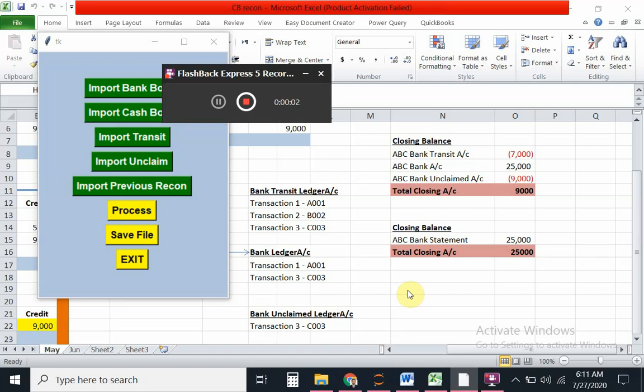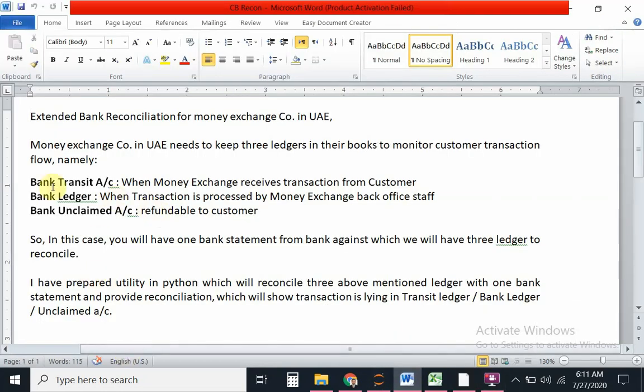Dear friends, today we will understand what an extended bank reconciliation is for money exchange companies in UAE. In a money exchange, the books should have three ledgers, namely your bank transit account, your bank ledger, and your bank unclaimed fund account.